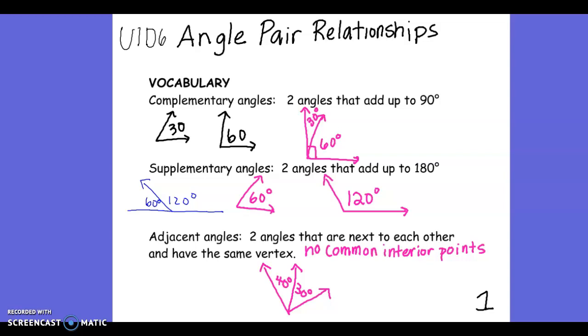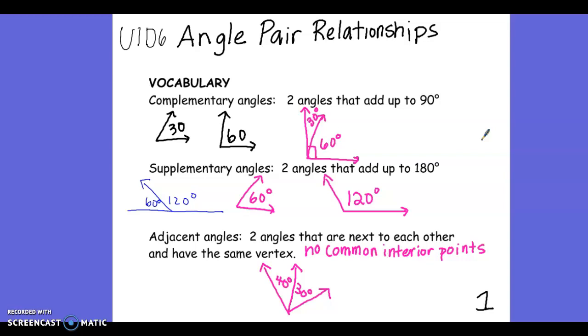All right, here's the last section in our unit. We're going to learn about angle pair relationships. Now, some of these angle relationships you have heard before, and some will be new. You've seen geometry a little bit before. So we're going to talk first about complementary and supplementary angles.